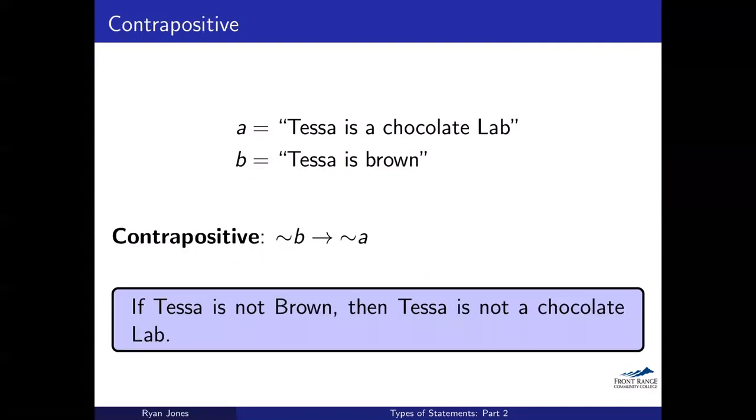And lastly, we're going to get to the contrapositive. If Tessa is not brown, then she's not a chocolate lab. And while this might sound false, it actually is true. Let me rephrase this. If Tessa is not brown, then Tessa is not a chocolate lab. Well, if Tessa is a chocolate lab, then she's brown. So if she's not brown, then she can't be a chocolate lab because all chocolate labs are brown. So if Tessa is pink, then she's definitely not a chocolate lab, right? And so this would actually be true.